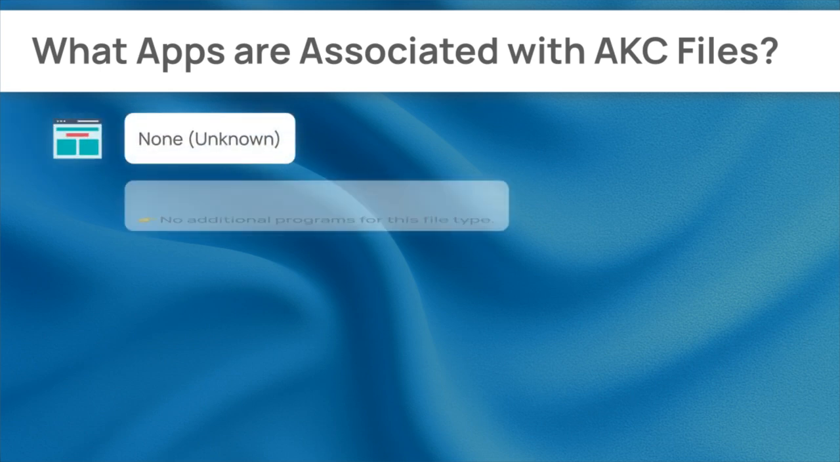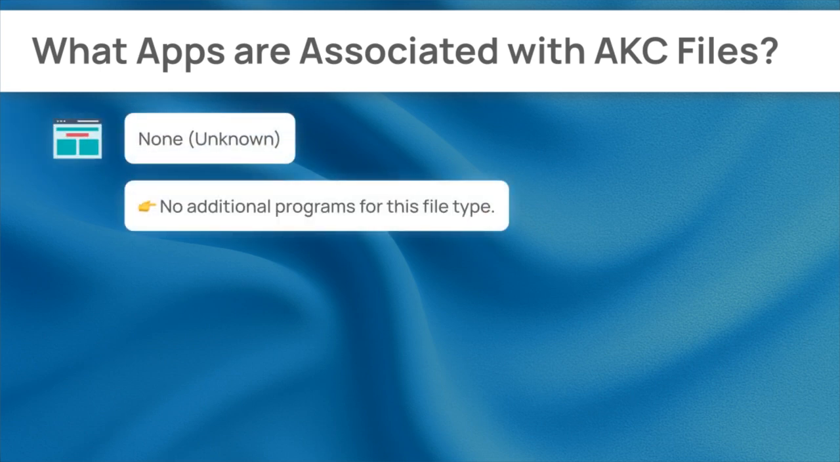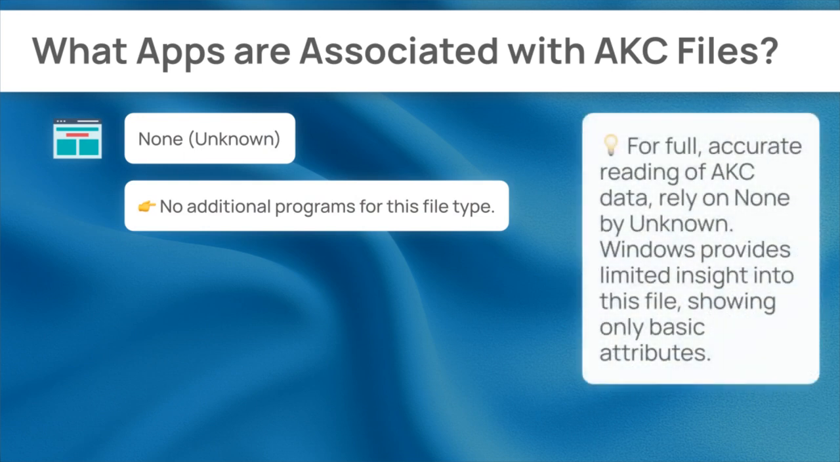None from unknown should be your first choice when attempting to open AKC. Viewing this file correctly requires specialized software that ignores the Windows association data. Windows can show only simplified info, so detailed examination calls for full 3D modeling software.